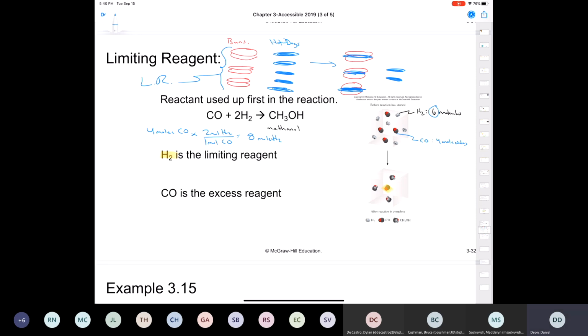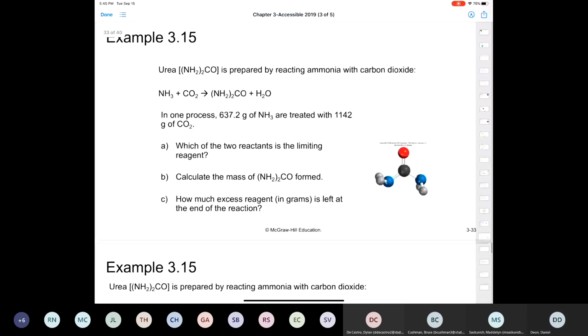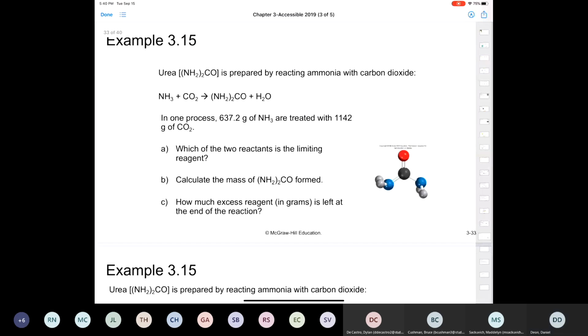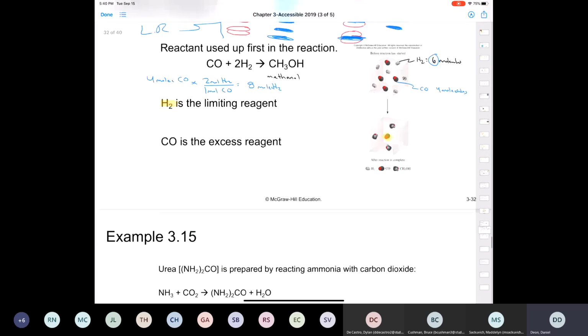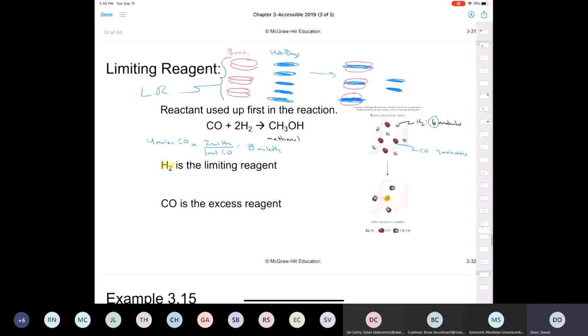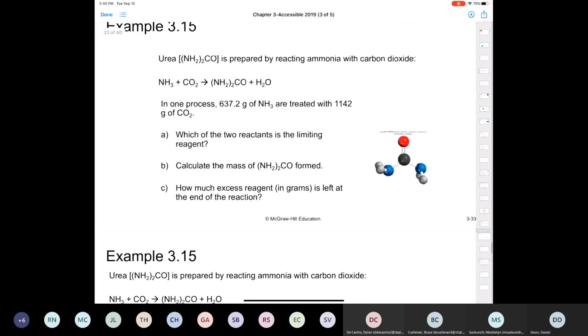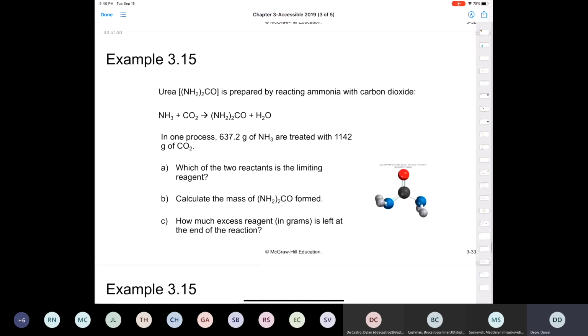Well, let's look at a problem. Let's see if it helps. Does anybody follow me on limiting reactant, the concept that I'm trying to explain here? Limiting reagent or limiting reactant, it's the same thing. Okay, good. Sometimes I'll call it limiting reagent, sometimes limiting reactant. Okay, cool. Well, let's try a problem here.